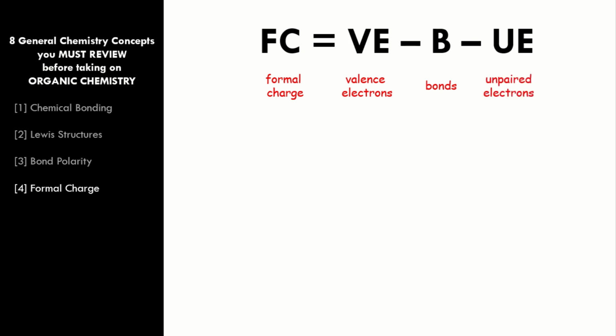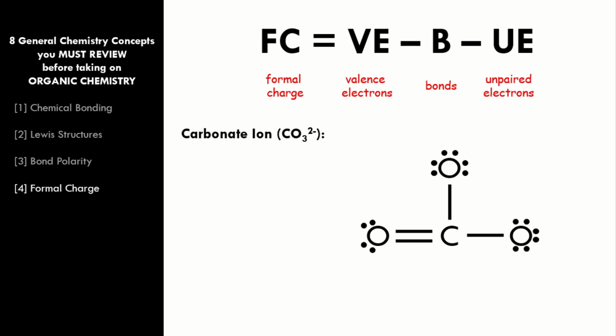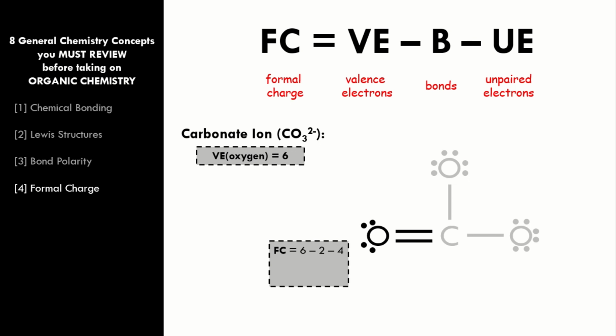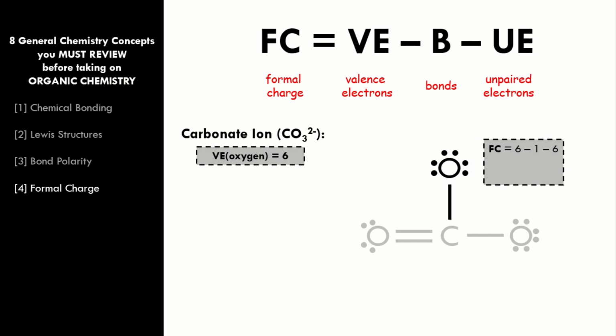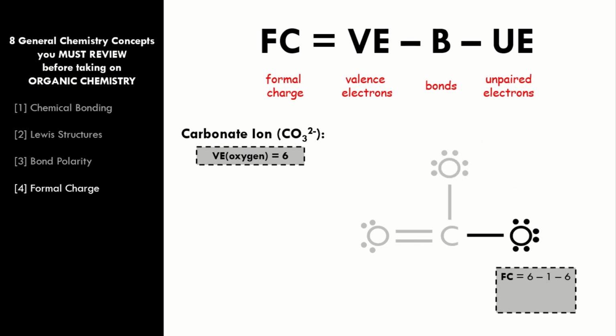For example, let's try to calculate the formal charge of the oxygen atoms in the carbonate ion. Let's keep in mind that oxygen atoms have 6 valence electrons. For this double-bonded oxygen atom, the formal charge is calculated as 6 valence electrons minus 2 bonds minus 4 unpaired electrons, which equals 0. Meanwhile, for this single-bonded oxygen atom, the formal charge is calculated as 6 valence electrons minus 1 bond minus 6 unpaired electrons, which equals -1. The other oxygen atom's formal charge is calculated in the same way, which results in a formal charge of -1.